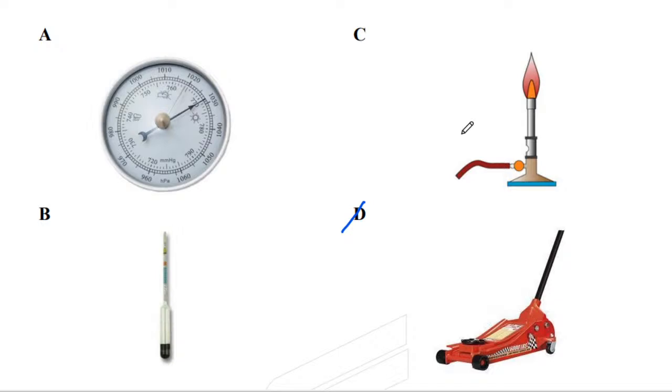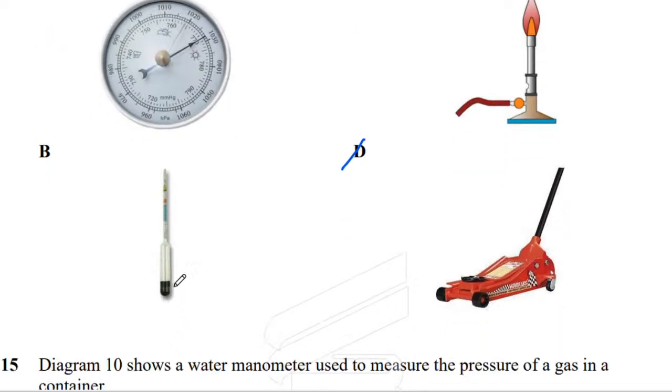Okay, correct. Now, what is the name of B? Instrument B. Have you ever seen this before? What do you call this? What is B? What is the name of this? And what principle is used? Yeah, correct. Hydrometer, correct.